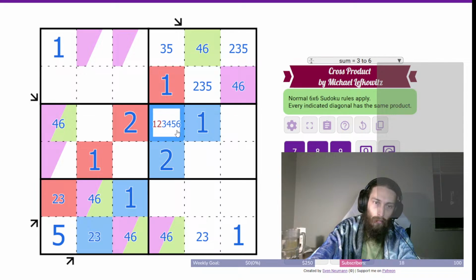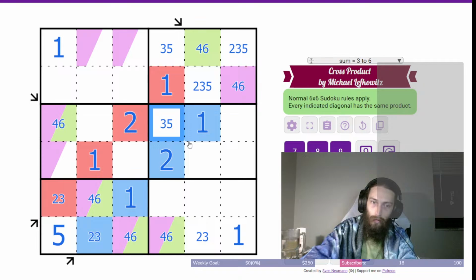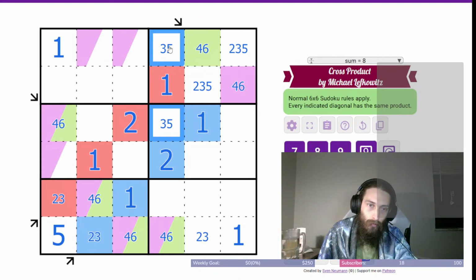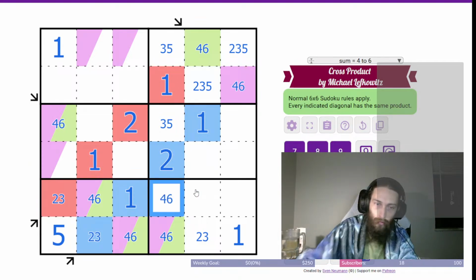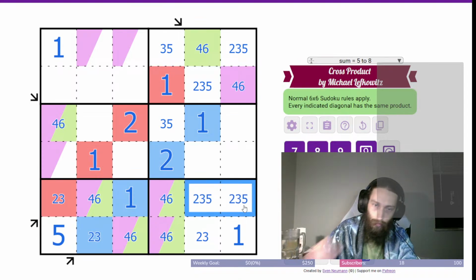Okay, this cannot be 1 or 2, but it also cannot be 4 or 6, because we know that those two are different, and it sees those two. Then it gives us a 3-5 pair, which makes this 4 or 6, and that's green or purple. So this is 2, 3, and 5.